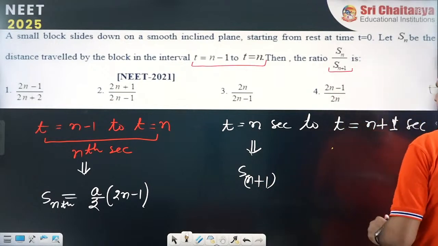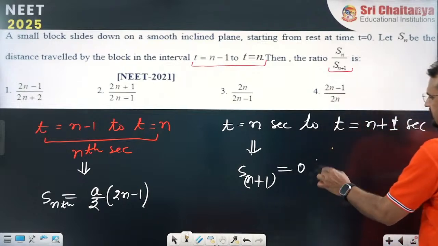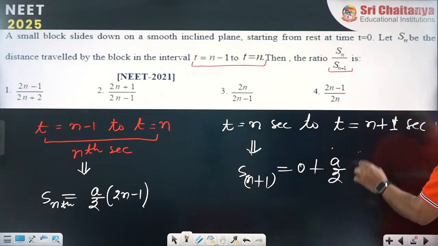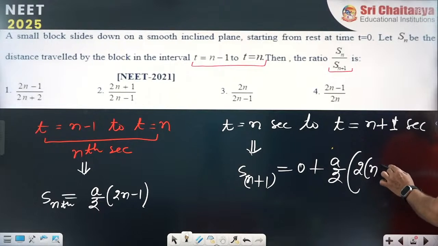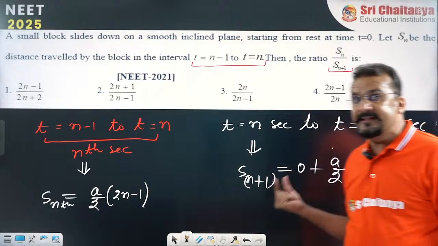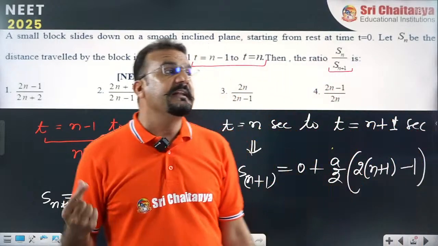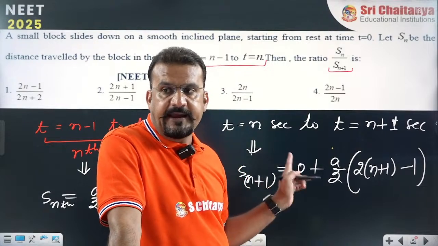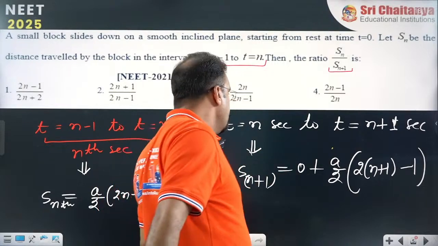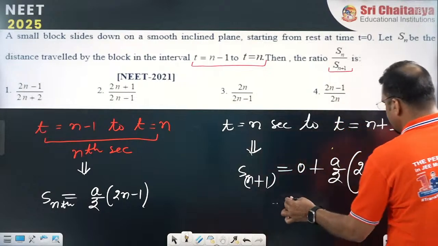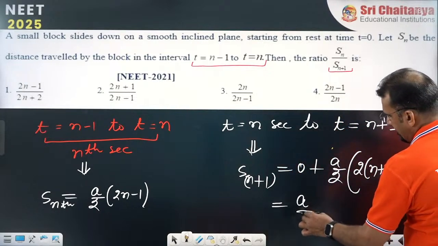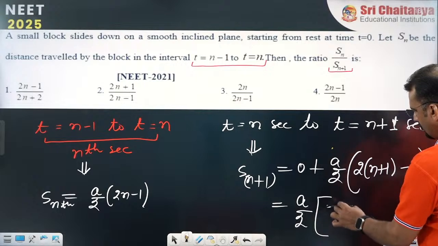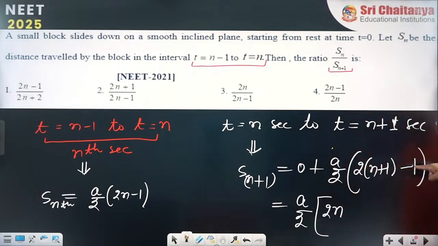Sn plus 1. That means u is 0. Acceleration is constant. 2n. But what is n? N is n plus 1, not n. This is the formula. What is n? N is the nth second. But when I am talking about n plus 1th second, you have to take n plus 1 in place of n. So that's why this 2n plus 1, this is going to be a by 2, 2n, see, plus 2 minus 1, that means plus 1. Are you getting that?